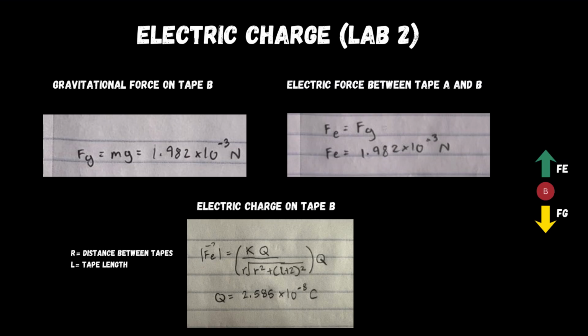We can also use calculus now to calculate the electric charge on tape B by integrating over the entire length of the tape. In this equation, R is the distance between the tapes and L is the length of the actual tape. This yielded a result of 2.585 times 10 to the negative 8 coulombs after integration.